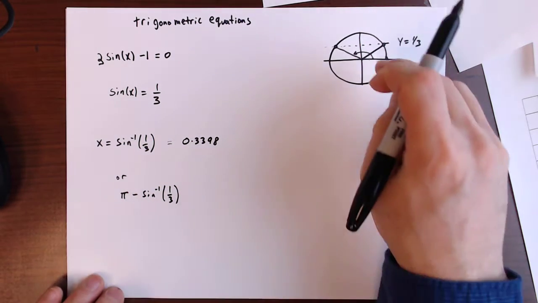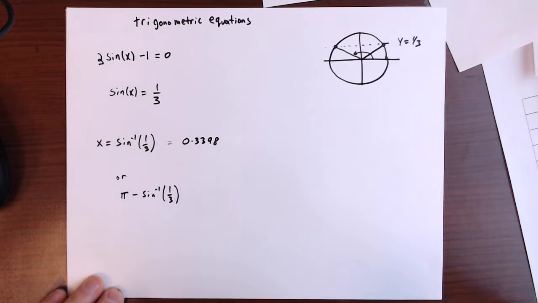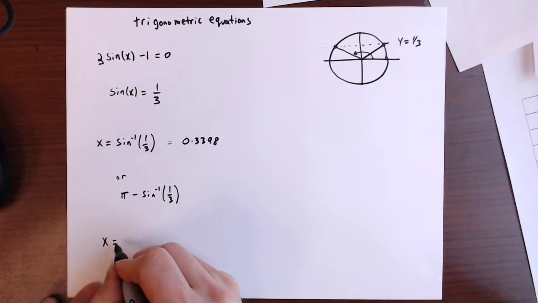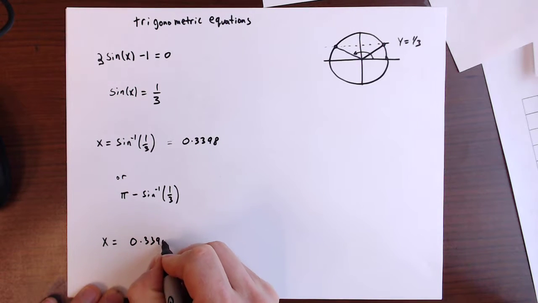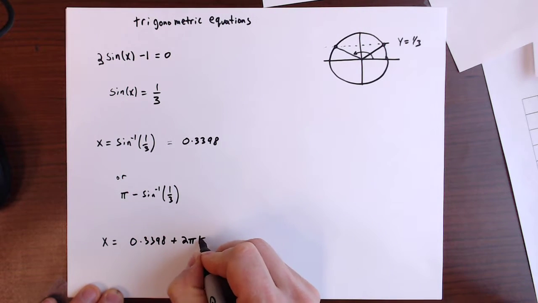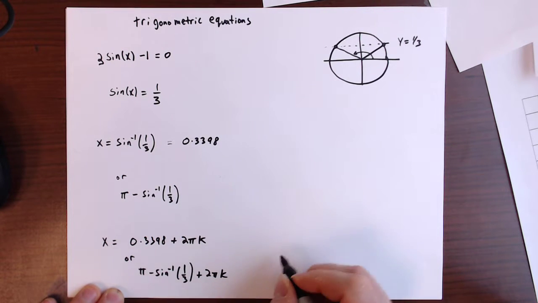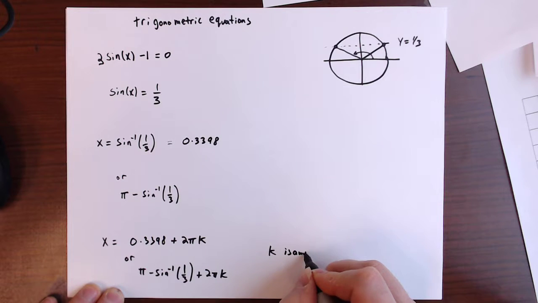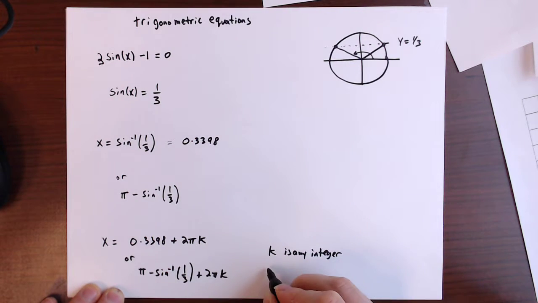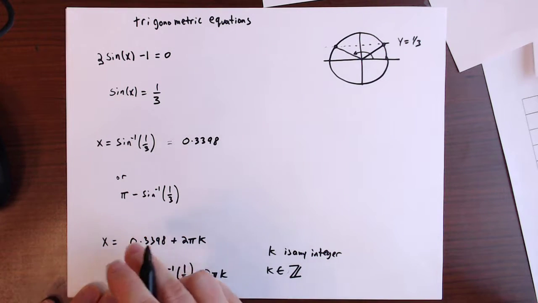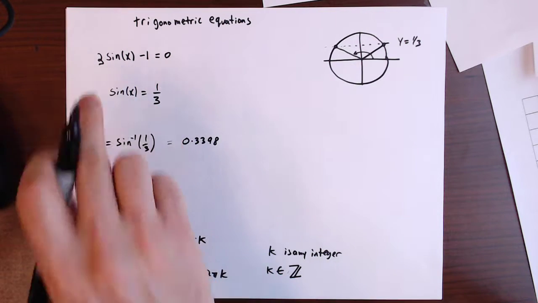Now, if I want to be really careful, I also have infinitely many other angles that are coterminal to this. So the entire solution can be written in this way: 0.3398 plus 2 pi k, where k is any integer, or pi minus inverse sine of 1/3 plus 2 pi k, where k is any integer. I can also write k in Z. This is a symbol that just refers to all integers. So writing k element of Z is the same thing as saying k is any integer. These expressions give us the entire set of solutions to this trigonometric equation.